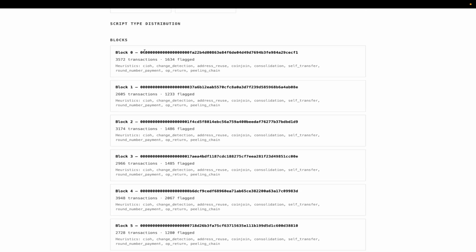The script type distribution tells us what kind of addresses people are using: P2WPKH, P2TR, P2SH, and so on. This is useful because we match script types across inputs and outputs. In one way, we detect change.